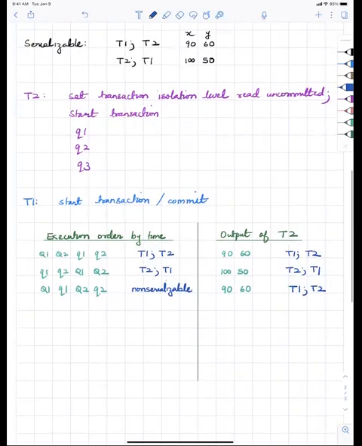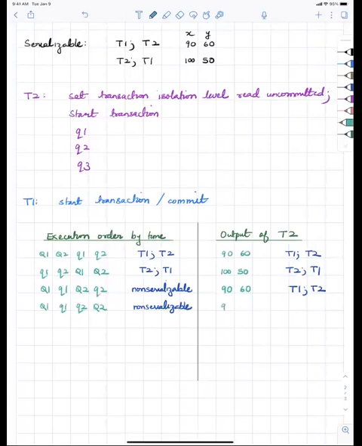Okay, so now let's look at another option. The next one is going to be Q1, Q1, and then we have the small Q2 followed by the large Q2. So again, it's non-serializable. But now let's look at the output.